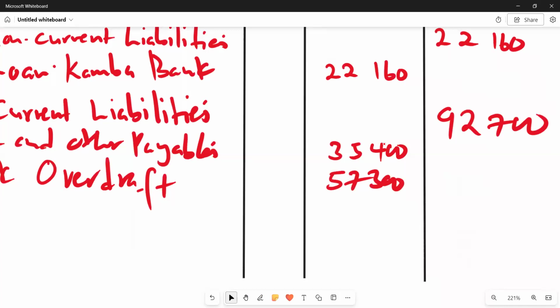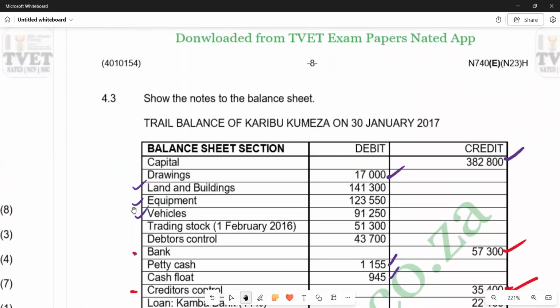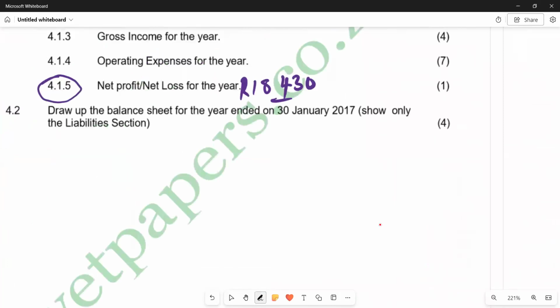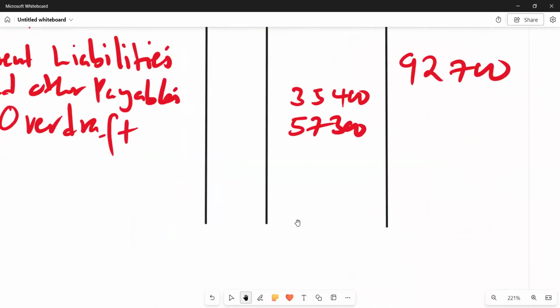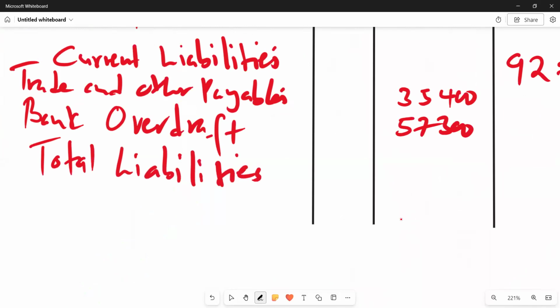Having that now, remember, if you go back to the question, let's try to see. The requirement of the question is saying, in terms of the balance sheet, let's just try to see what's the requirement. Saying draw up the balance sheet for the end of 30 January 2017, show only the liability section. So we're just going to add the total liabilities so that we get the total liability. So here we are having total liabilities, whereby you are saying non-current liabilities plus current liabilities.